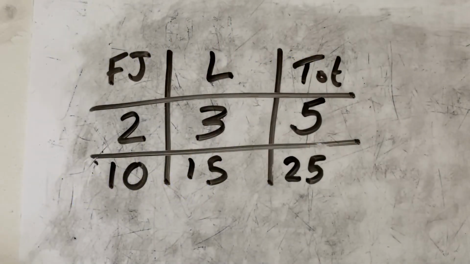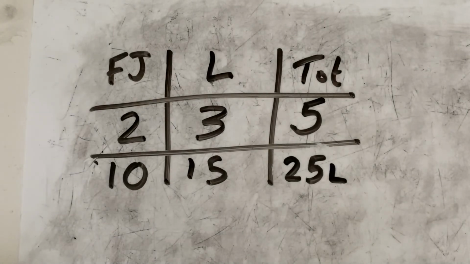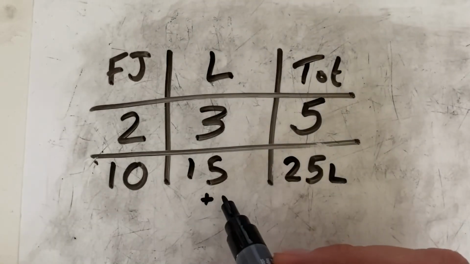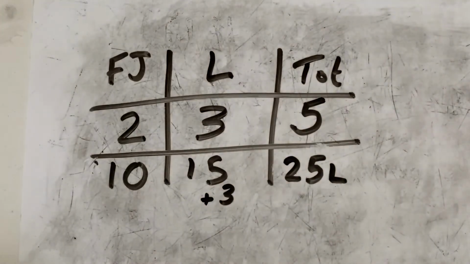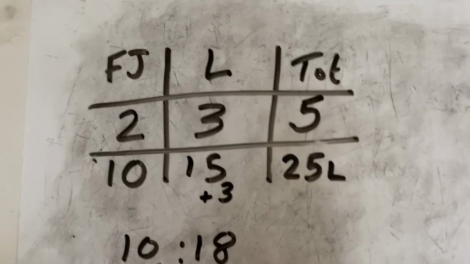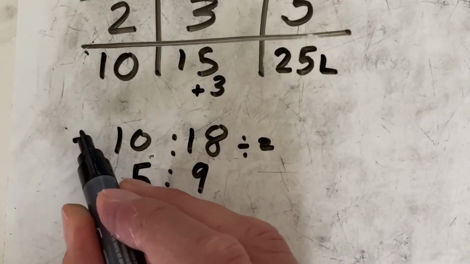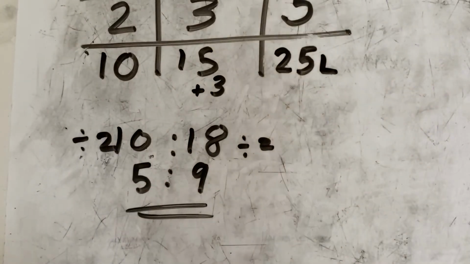Here's how our grid would look after the previous part of the question, where 25 litres of lemonade were made. Now it says she's going to make the second batch with an extra 3 more litres of lemonade. So I need to add another 3 to the parts here. So that ratio should be 10 to 18. However, this can be simplified. You can halve 10 to get 5, you can halve 18 to get 9, and your ratio is for every 5 parts of fruit juice, there are 9 parts of lemonade.